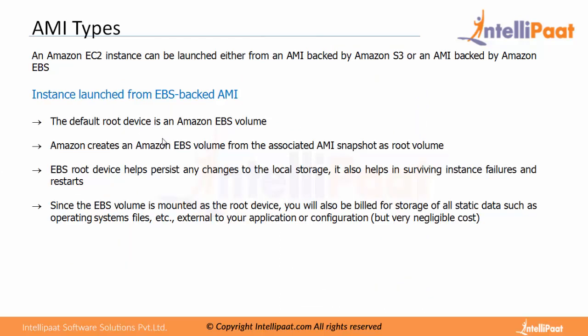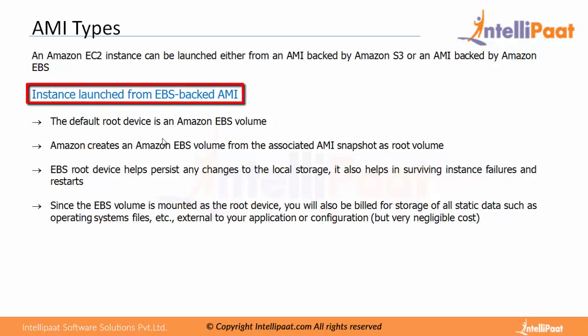When you talk about Amazon EC2, there are basically two types of AMIs, based on the root device available with them. The first one is the EBS-backed AMI. In the EBS-backed AMI, the default root device is an Amazon EBS volume. We spoke about the EBS volume in the previous slide. The EBS volume is persistent storage. It's like a plug and play device.